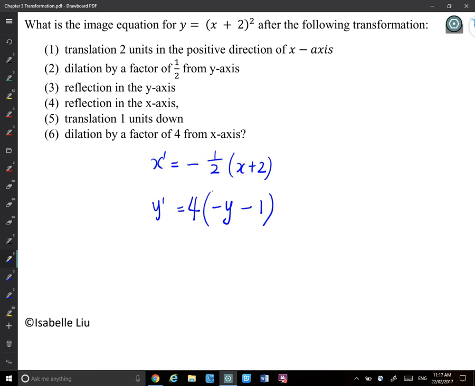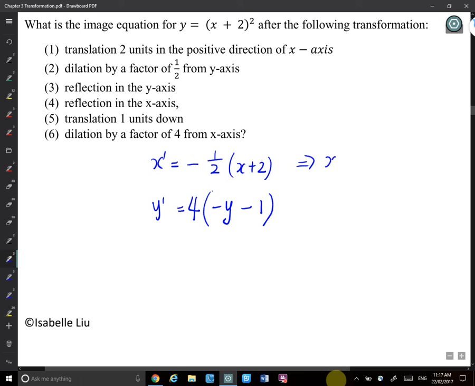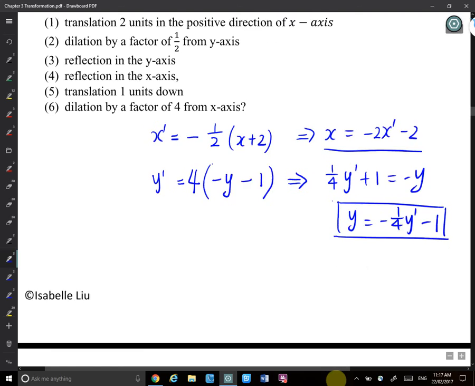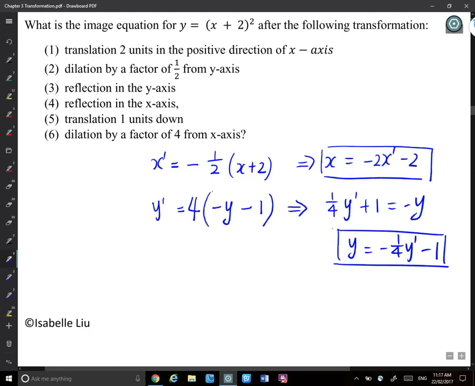So let's make x the subject. x will equal negative 2x dash minus 2. The next one will be a quarter y dash plus 1 equals negative y, and y will be negative a quarter y dash, and subtract that by 1. Okay, we have this and we have this. Let's substitute that back.